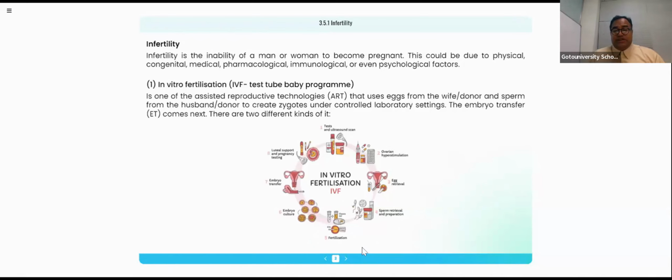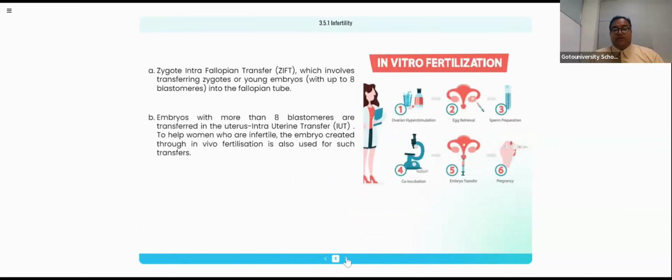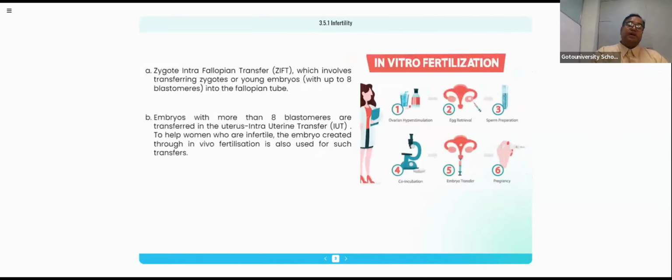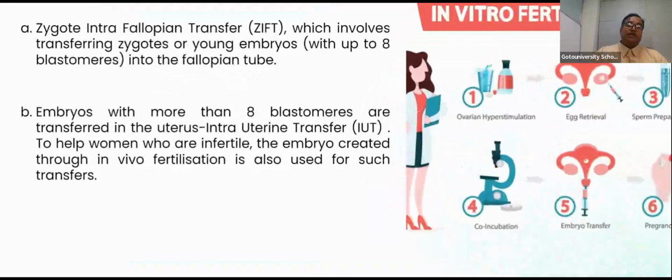It is an assisted reproductive technology to resolve the issue. In zygote intrafallopian tube transfer, we transfer the zygote to the fallopian tube, and that zygote goes for division. Many blastomeres are formed, and these blastomeres develop as an embryo, right? We already told you that in the reproduction chapter.